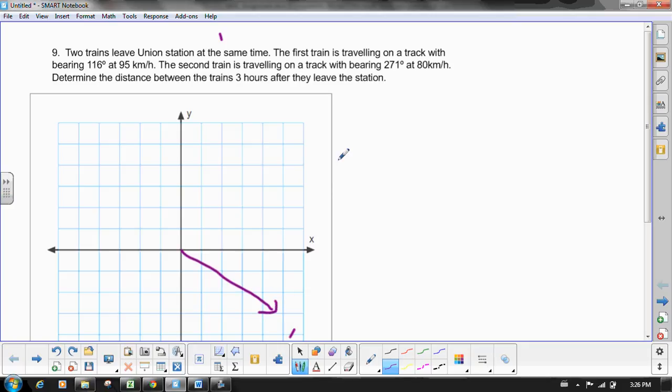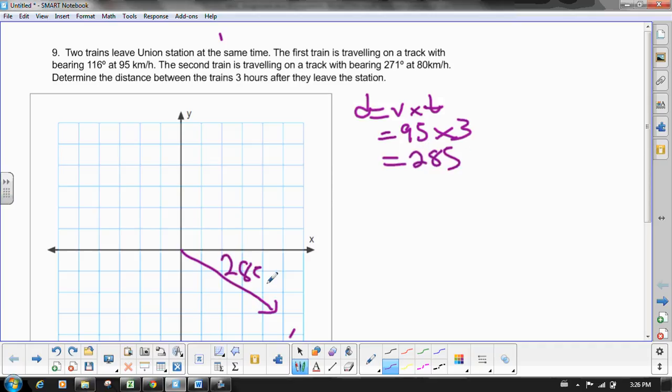Now since we know that distance is equal to speed times time, if you're going at 95 kilometers per hour, you multiply by 3, and we end up with a value of 285. So this right here is 285. I also know that this here is 26 degrees.